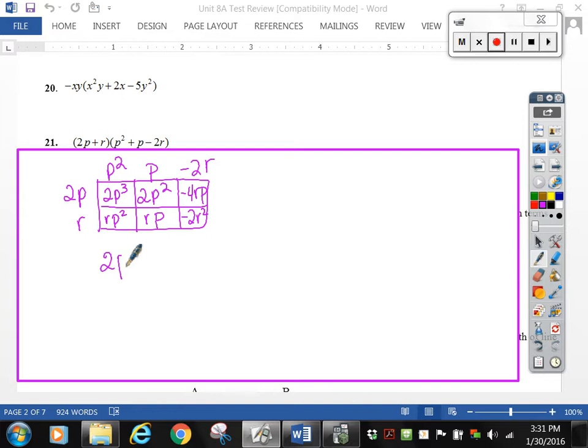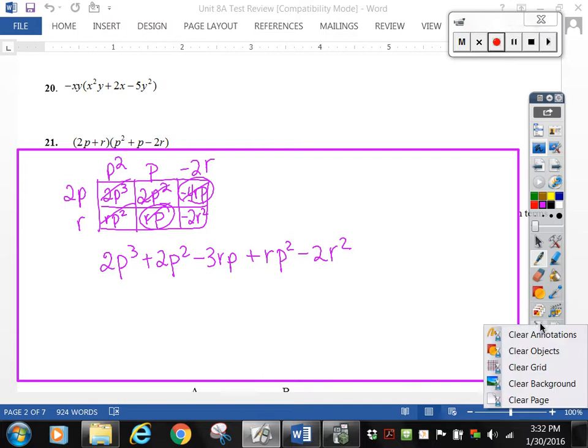Okay, so I have one cubed term, 2p cubed. I have one p squared term, so plus 2p squared. Now I have two rp terms, so minus 4rp plus 1 rp is minus 3rp. So I've used that. Now I have 1 rp squared minus 2r squared. Okay, so we've written this hopefully in kind of correct notation. This is not one where we would count off if you put them in the wrong order.